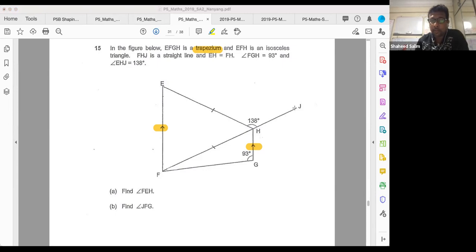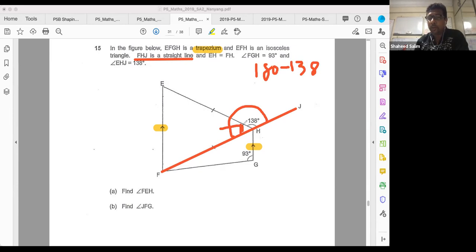This one down here is a straight line. How do we know it's a straight line? Normally they tell you, FHG, FHJ, FH is a straight line. When it's a straight line, you must remember it's 180 degrees. So you want to find this one? Very simple. 180 minus 138. What do you get? You get 42. This one here is 42 degrees.